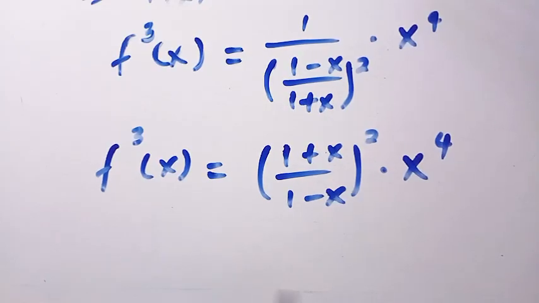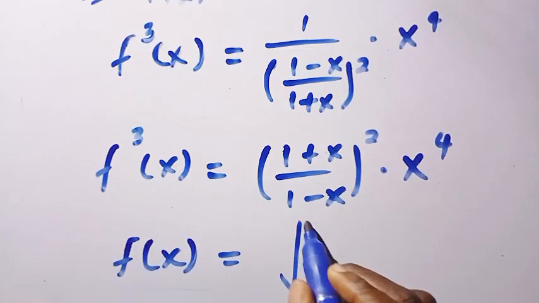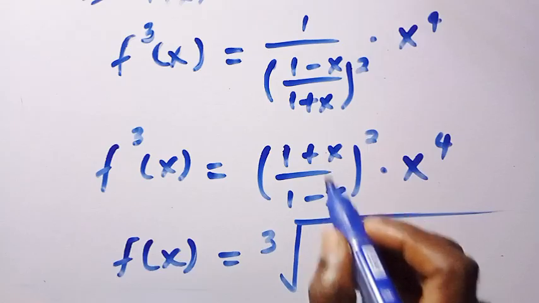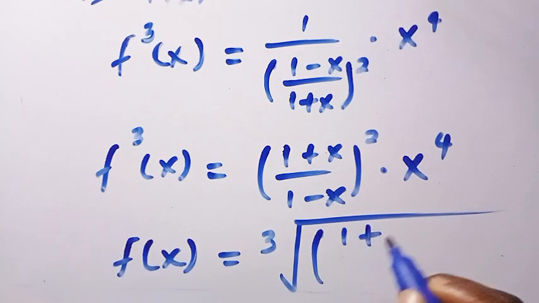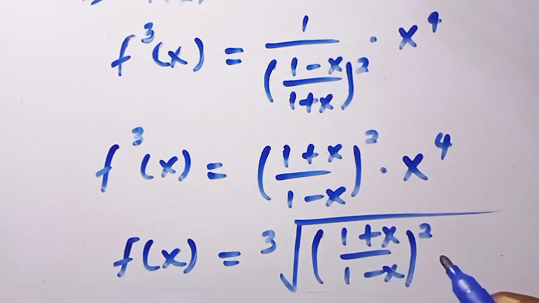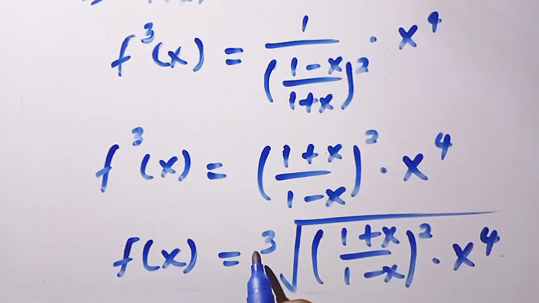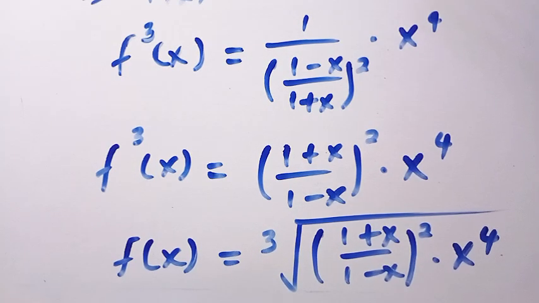So by taking the cube root of both sides, we have f of x equals the cube root of ((1 plus x) divided by (1 minus x)) raised to power of 2 multiplied by x raised to power of 4. Nothing cancelled here because here is the cube root. Here is the final answer to this problem.